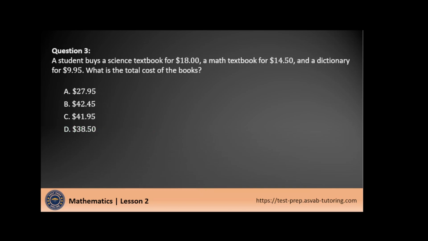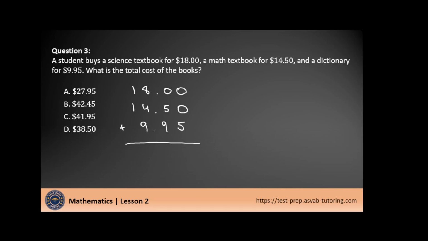Question 3, a student buys a science textbook for $18, a math textbook for $14.50, and a dictionary for $9.95. What is the total cost of the books? Simple addition here. We just need to make sure we line up all of our decimals. We'll start with $18. And we have $14.50. Finally, we have $9.95. So notice my decimals are lined up, and all of my place values are lined up as well.